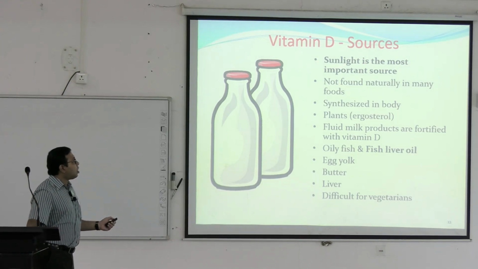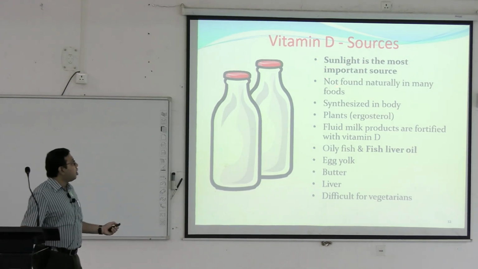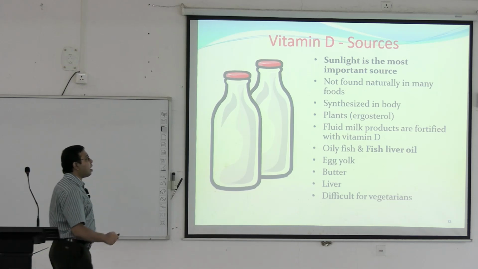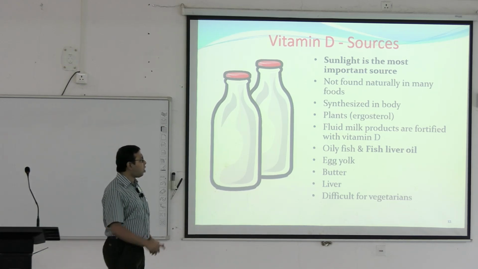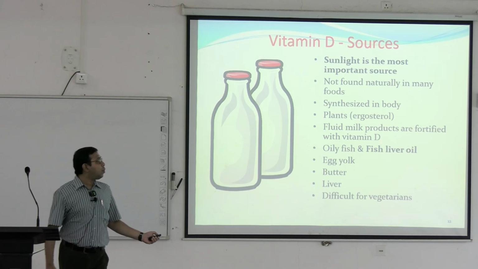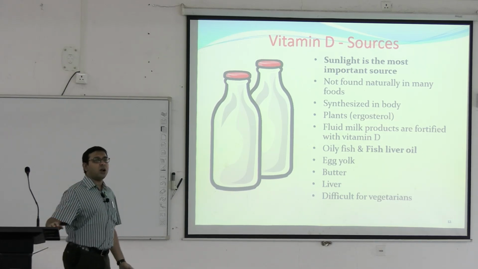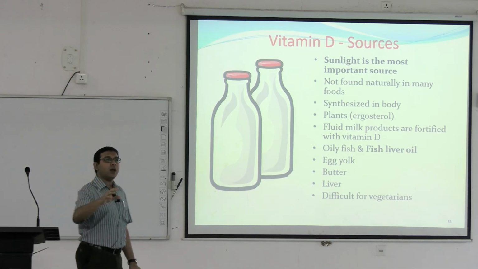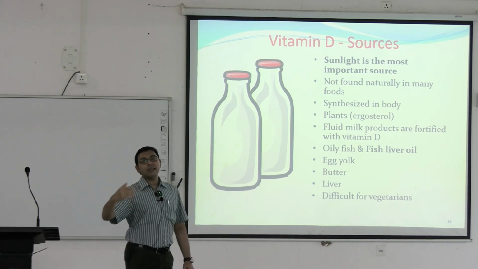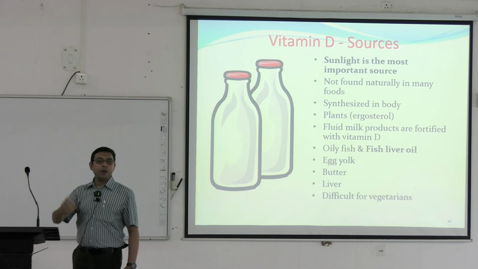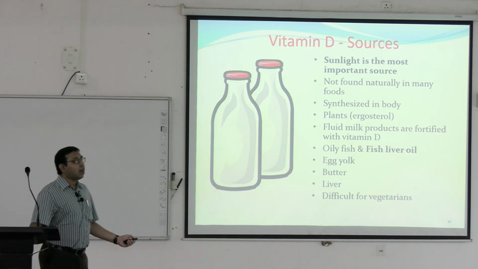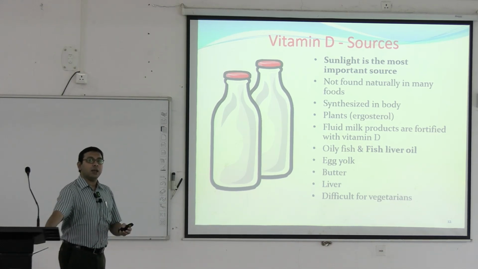So for vitamin D sources, sunlight is the most important source. It is not found naturally in many foods, and is synthesized in the body. In plants there is ergosterol, already we have discussed. Fluid milk products are fortified with vitamin D. In many countries, in our country also, the milk is usually fortified with vitamin D. Oily fish and fish liver oil are also very high in vitamin D.